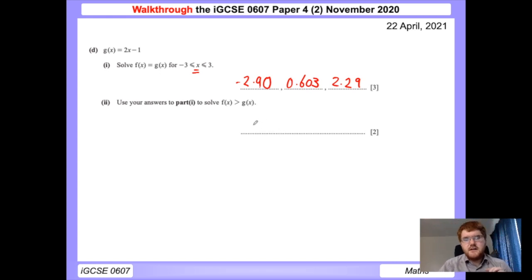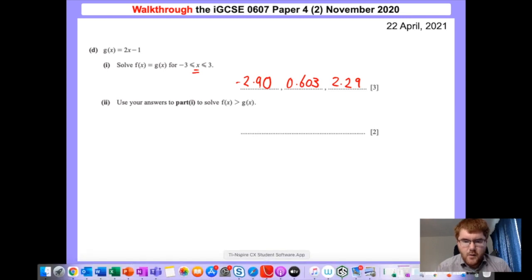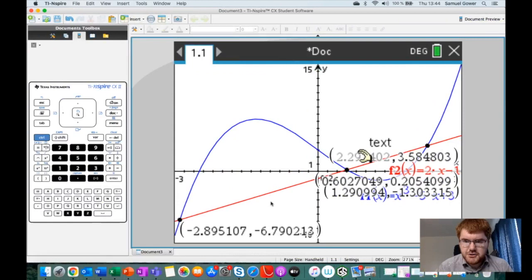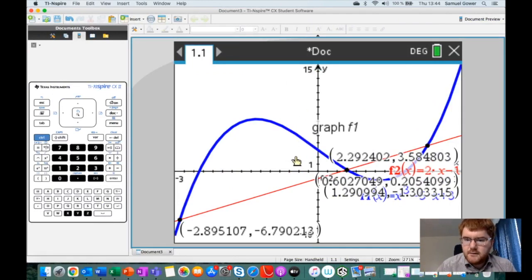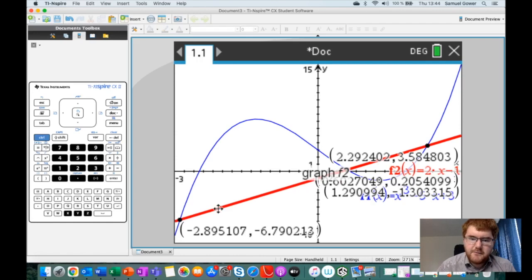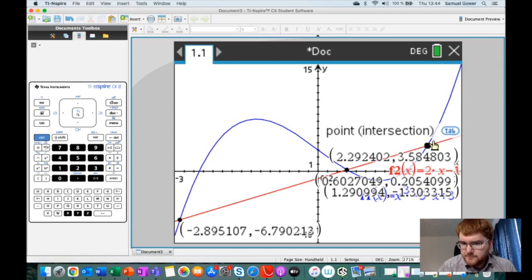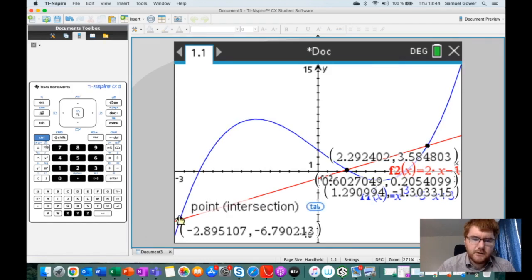Now this is the part that is really that discriminator question between A and A star, so we need to be careful here. Use your answers in part 1 to solve f of x is greater than g of x. So if I was to do a quick look at my GDC, what we're looking for is when the blue function is bigger than the red function, okay? We've already worked out the intersection points, and hopefully you agree here, the blue function is bigger than the red function between this point and this point, and after this point. Okay, so we're going to write that now in mathematical notation. The way we do this is using inequality.